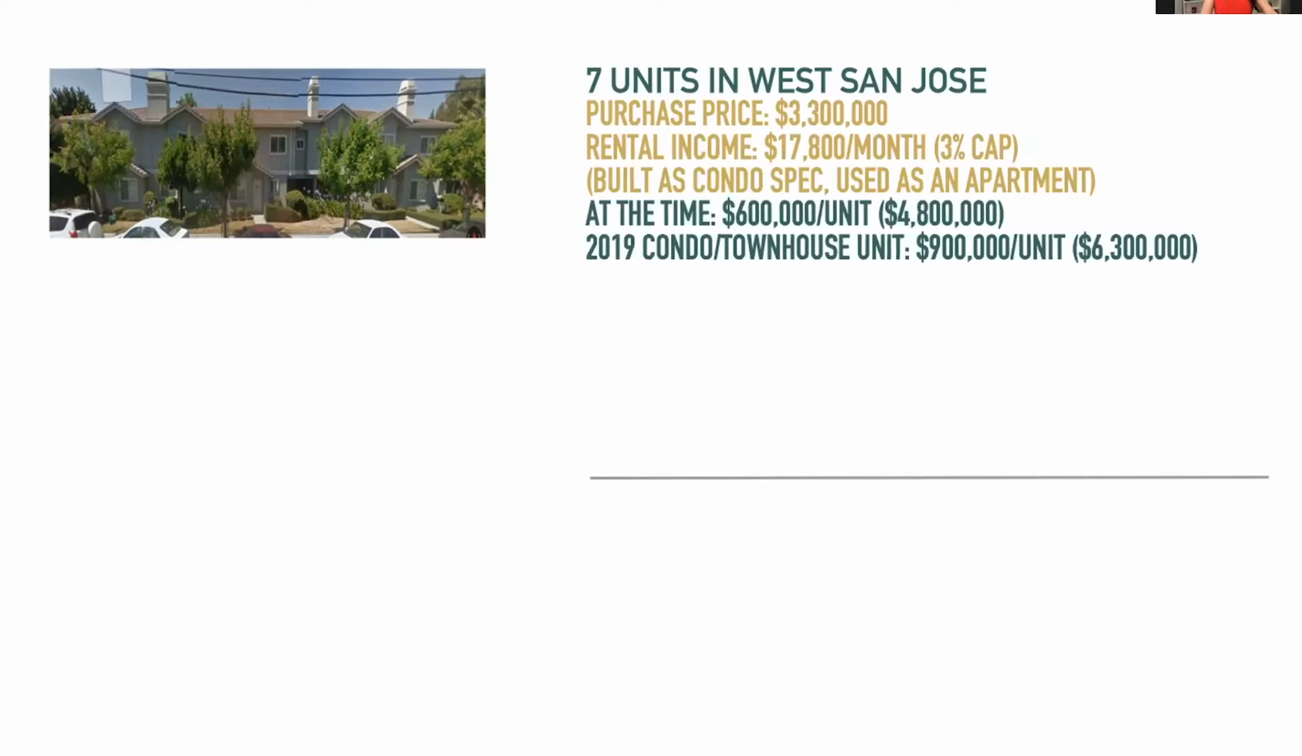At the time, if you bought a condo in that area, it was about $600,000 per unit, which is $4.8 million value, right? And I'm sorry, it should be 4.2, typo, 4.2. And then in 2019, the townhouse in that area, West San Jose, was actually selling for $900,000 conservatively. So you can see how much equity she has gained. If she had just spent some more money and converted into condos or townhouses, she would have gained a lot more money. But right now she's very happy.